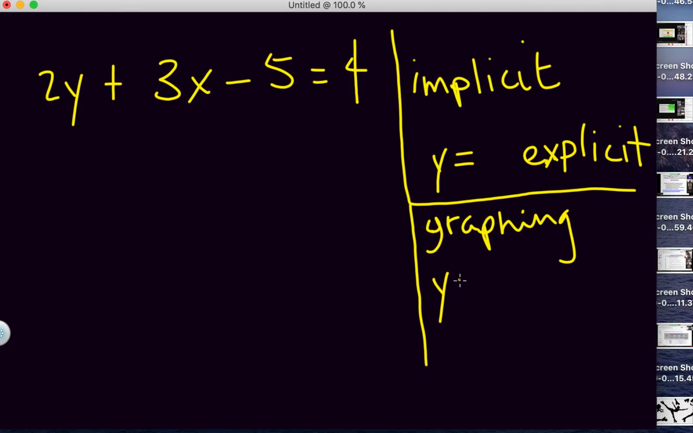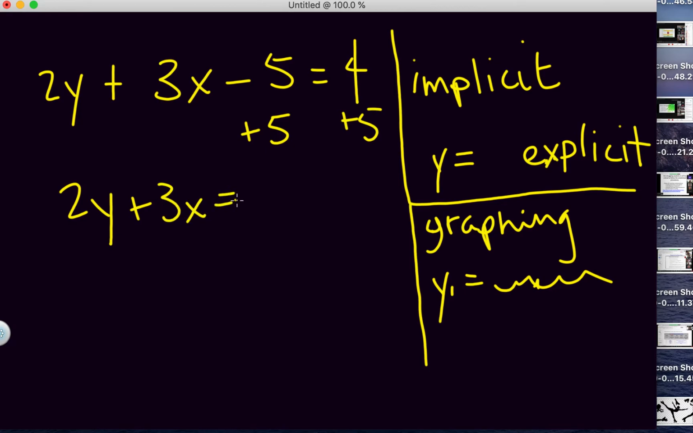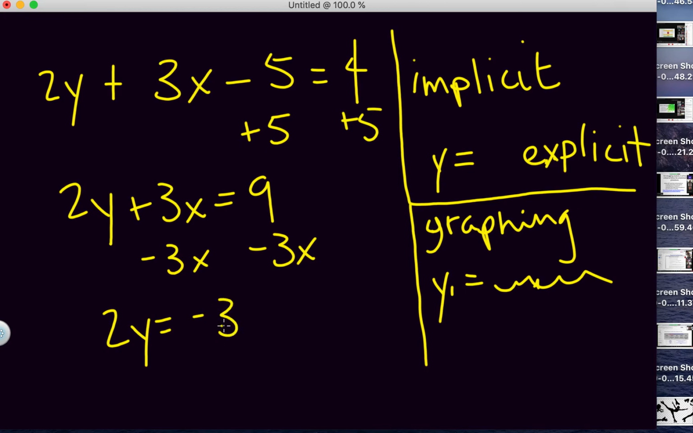Most of the graphing calculators start with y1 equals, and this is where you plug in your expression. So you've got to isolate the y in order to put it into those calculators. So what we're going to do is isolate the y. We add the 5 to both sides. 2y plus 3x equals 9. I'm going to subtract that 3x from both sides, giving me 2y equals negative 3x plus 9.